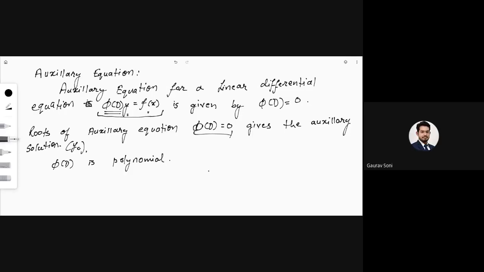So phi of D is a polynomial, and if n is the degree, then n roots will exist. I mean, real plus complex or repeated, all of them. So if n is the degree, I will get n roots. Whatever the nature of the n roots is, the roots define the solution.